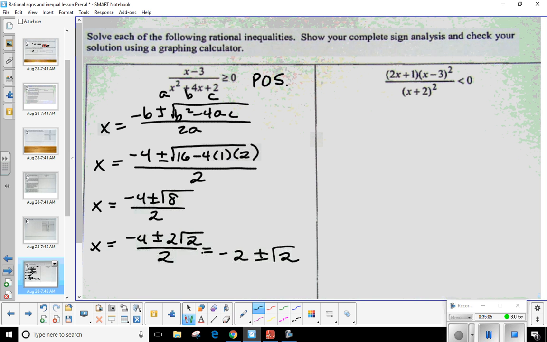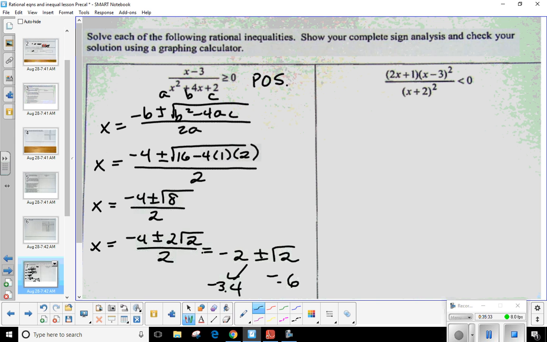Now that's great if you're solving it by hand, that's what you're going for. But when creating a sign chart, negative 2 plus the square root of 2 really doesn't help you out a whole lot. Okay, so I've already got these taken care of. I'll go ahead and let you know one of these becomes negative 3.4 when you approximate it. The other one becomes a negative 0.6. And if you have a calculator, you can confirm that.